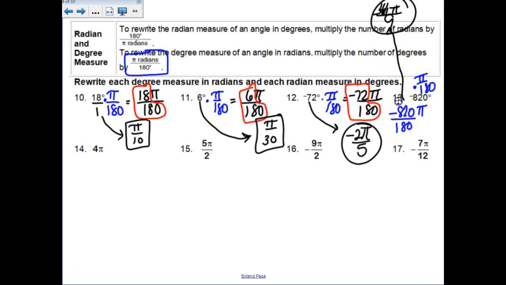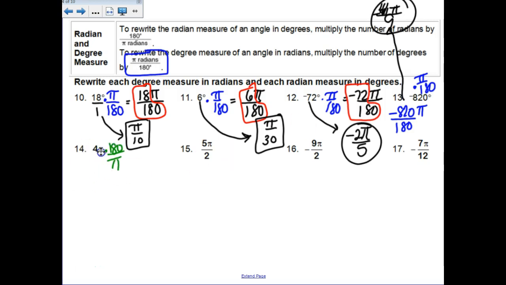All right, so what if we have the opposite? What if I give you radians and I would rather have degree measure? So when that happens, you just take your conversion factor and you flip it. So instead of pi over 180, we're going to multiply by 180 over pi.